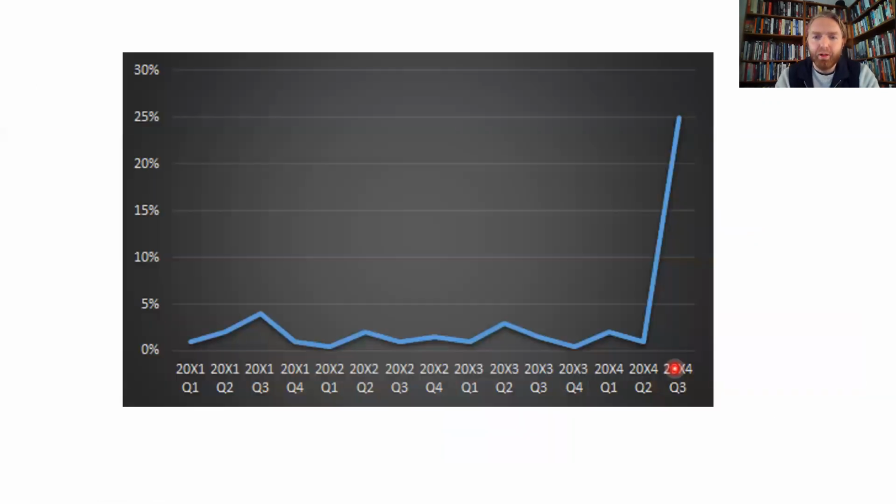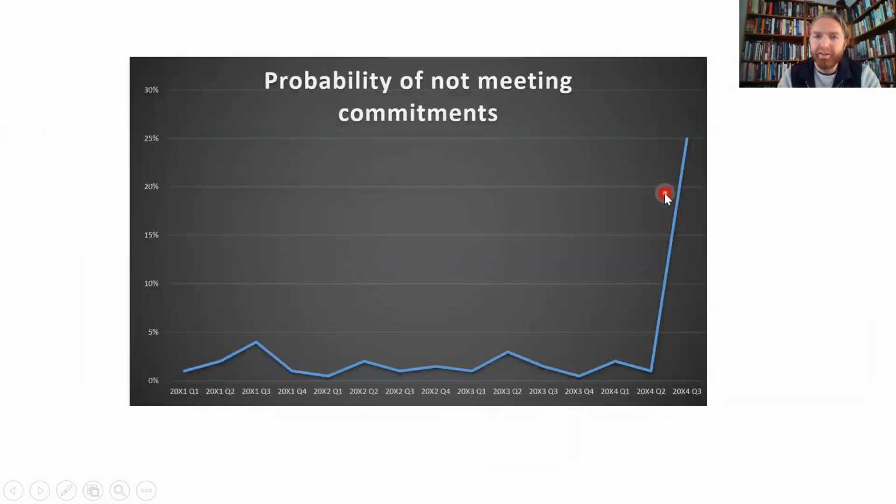All right, so what are we looking at here? Apparently, after a long period of calm, something happens. And indeed, it does. What we're seeing is the probability of not meeting commitments. It's a risk measure we developed in a firm I was working with some time ago.